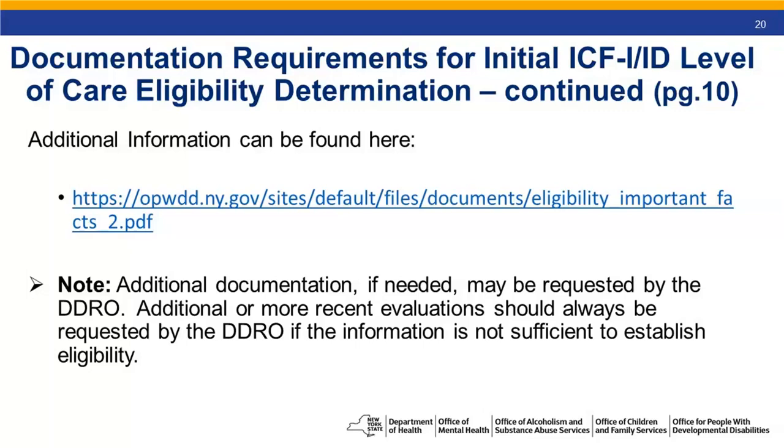So if the child has an updated psychological evaluation, it would be great to submit that as part of a redetermination, but it's not necessarily required as long as the last psychological evaluation still accurately reflects the needs of the child. And this is why it's so important, once that initial LCED is established, to maintain it through the annual redetermination process, because if the redetermination is not done, then we have to go through the initial determination again. So we want to try and avoid that if we can.